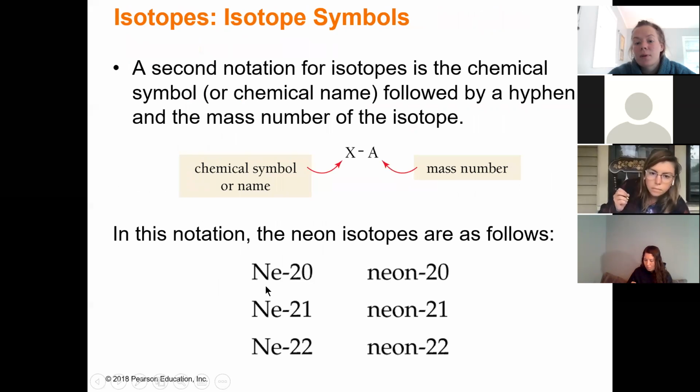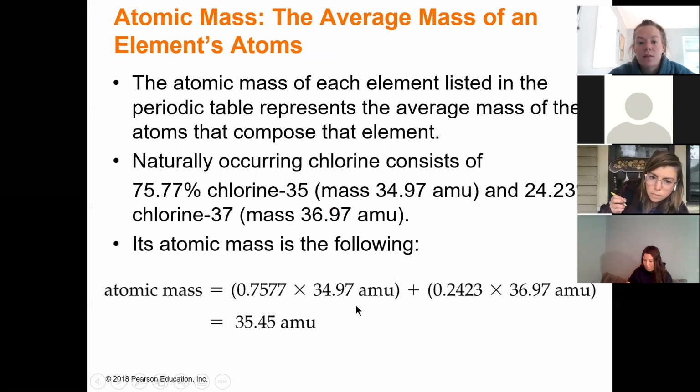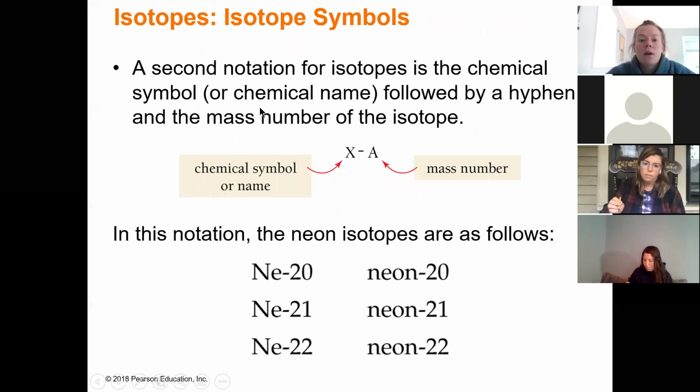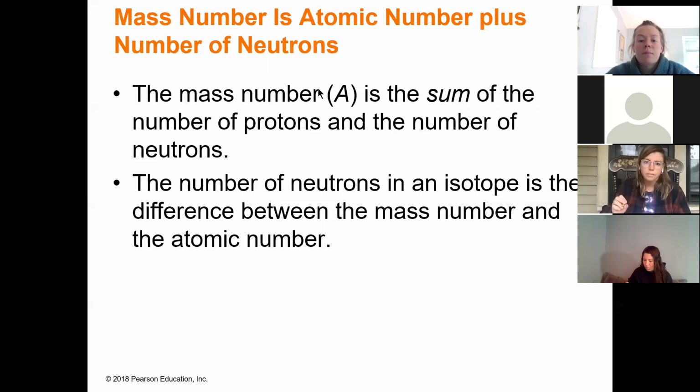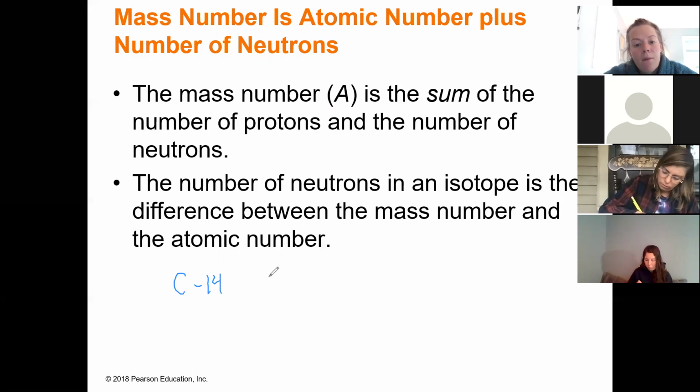Here are some other ways that it's written: neon-20, or they write the whole thing out, neon-20. So be okay with seeing isotopes written in a couple different ways. So if I write, let's say we're dealing with radioactive carbon-14, I want you to tell me the number of protons, the number of neutrons, and the number of electrons in this thing.